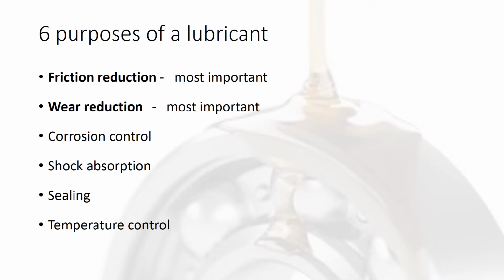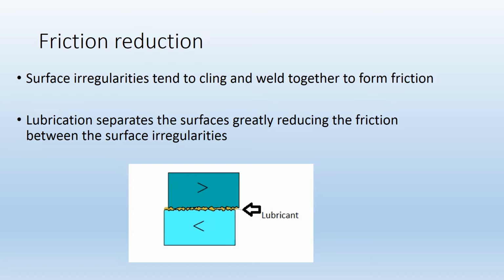Lubricants have 6 purposes. Friction reduction and wear reduction are the two primary functions of a lubricant. Remember those for your government examination. Corrosion control, shock absorption, sealing, and temperature control are also purposes of a lubricant.